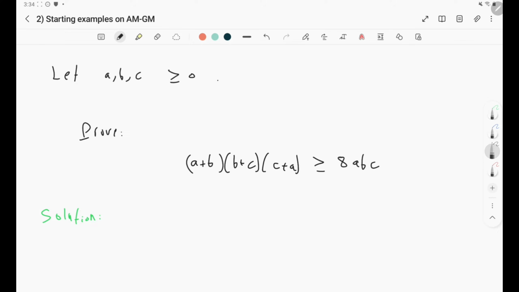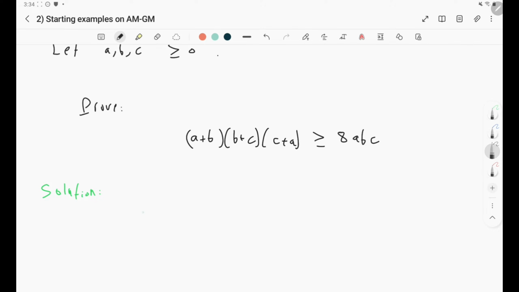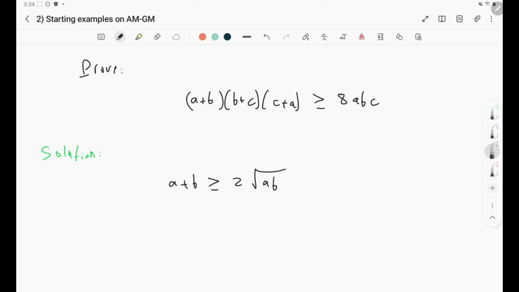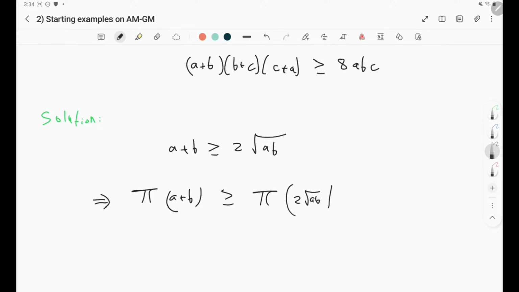Alright, so now the idea of this question is exactly the same as the previous one, because if you look at it, we also have a product here. We can't apply the AMGM externally. So what happens if we just do it internally? A plus b and b plus c and c plus a. Let's see. A plus b is greater than or equal to 2 root ab. So now by taking the pi of a plus b, it is greater than or equal to the pi of 2 root ab, which is equal to 2 times 2 times 2, it's 8, and root ab times root bc times root ca is just abc. And hence we're done. That's it.